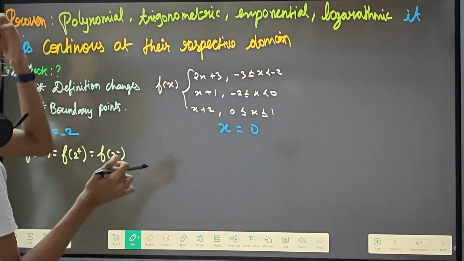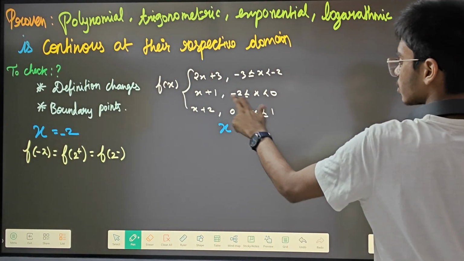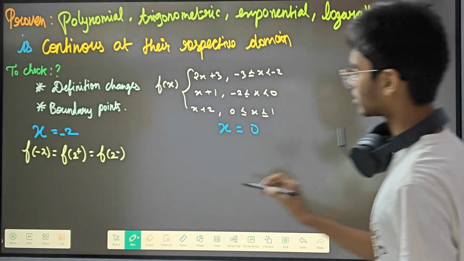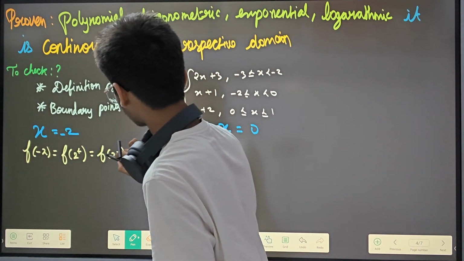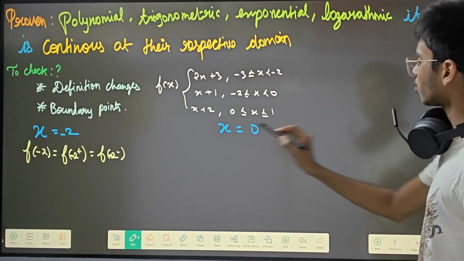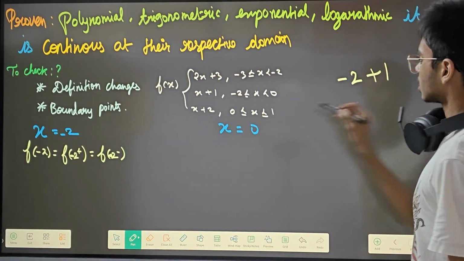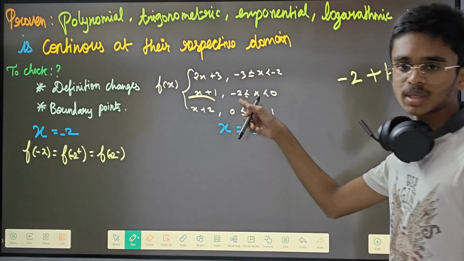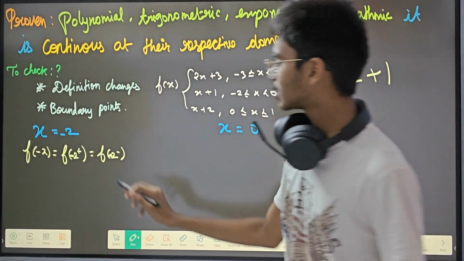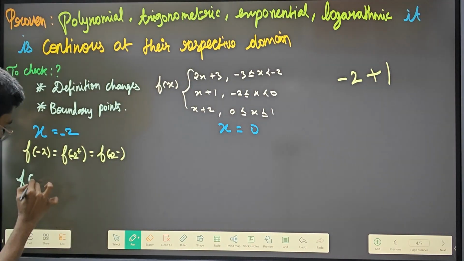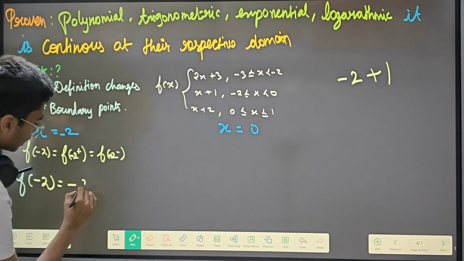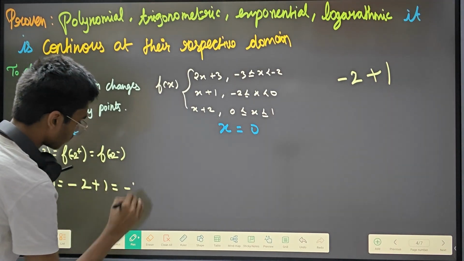First is f of minus 2. So let's calculate for f of minus 2. Here you are going to use minus 2, and here also minus 2 should be there. So put it over there: minus 2 plus 1. This only you are going to use, since the equal to symbol is only there. So for f of minus 2, which is equal to minus 2 plus 1, which is equal to minus 1.